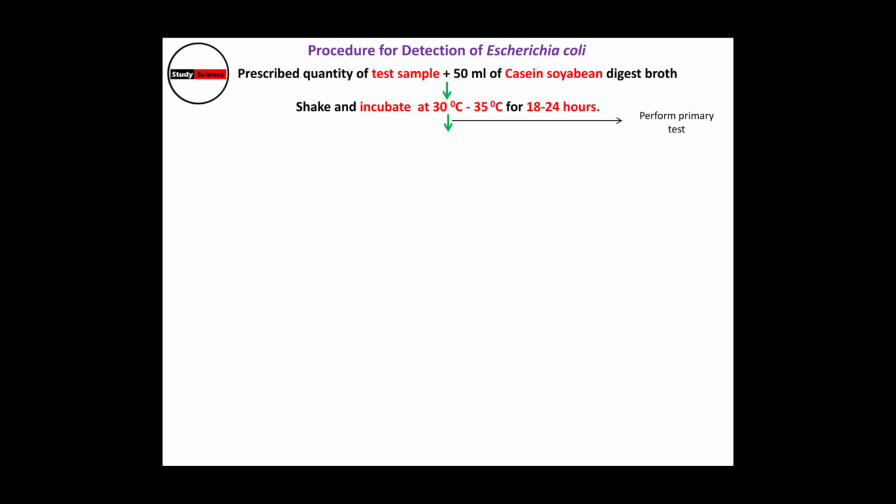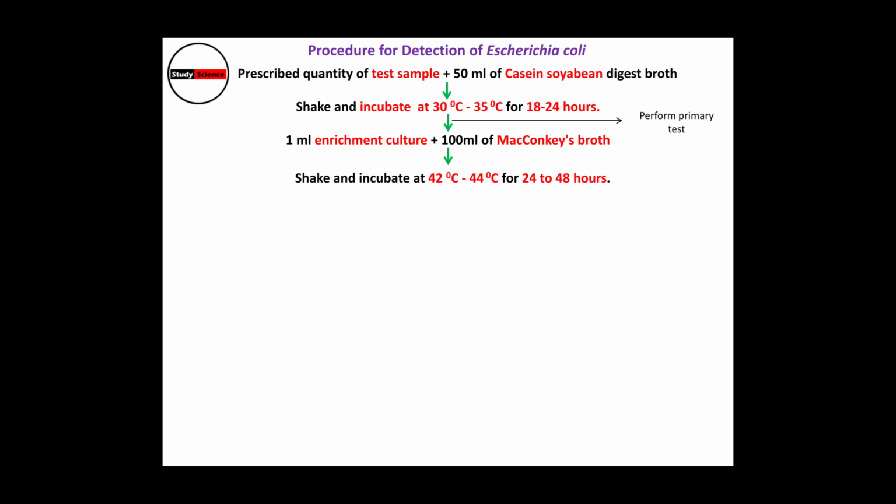Then perform the primary test, in which we have to add 1 ml enrichment culture and 100 ml of McConkey's broth. Shake it and incubate again at 42 to 44 degrees Celsius for 24 to 48 hours.